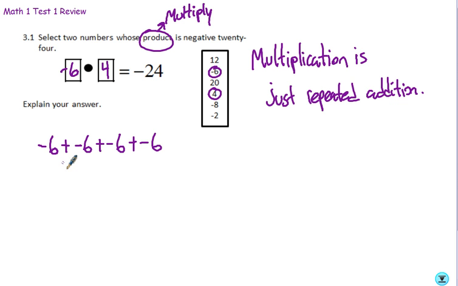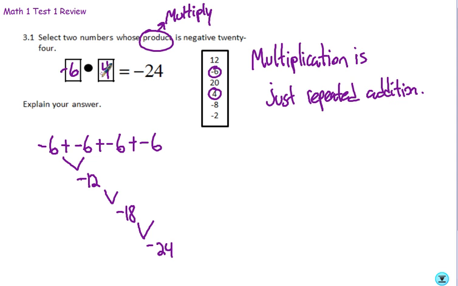Well, if I said negative 6 plus negative 6, right, that's negative 12, plus another negative 6, that's a negative 18, and then plus another negative 6, well, that's a negative 24, right? So 6 plus 6 plus 6 plus 6 gives me the 24. Now you're wondering, why do I have to write all that out? Well, that's why we multiply, because we don't want to write all that out, right? So instead of saying negative 6 plus negative 6 plus negative 6 plus negative 6, we say negative 6 times 4. But in terms of explaining our answer, or the proof of that, this is us showing the idea of multiplication being repeated addition.